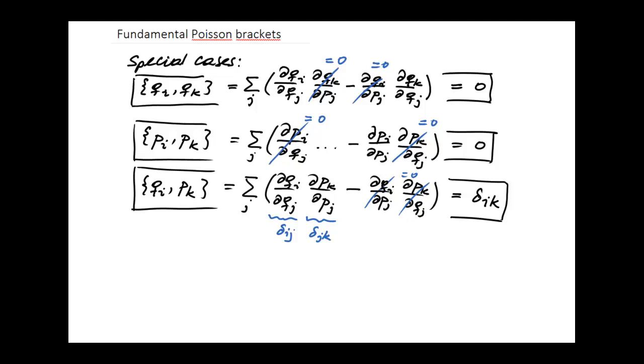Do you have questions about this calculation? Is that clear how we get there? Yeah? So these are also very important, very basic in Hamiltonian mechanics. The fundamental Poisson brackets between the q's and the p's.